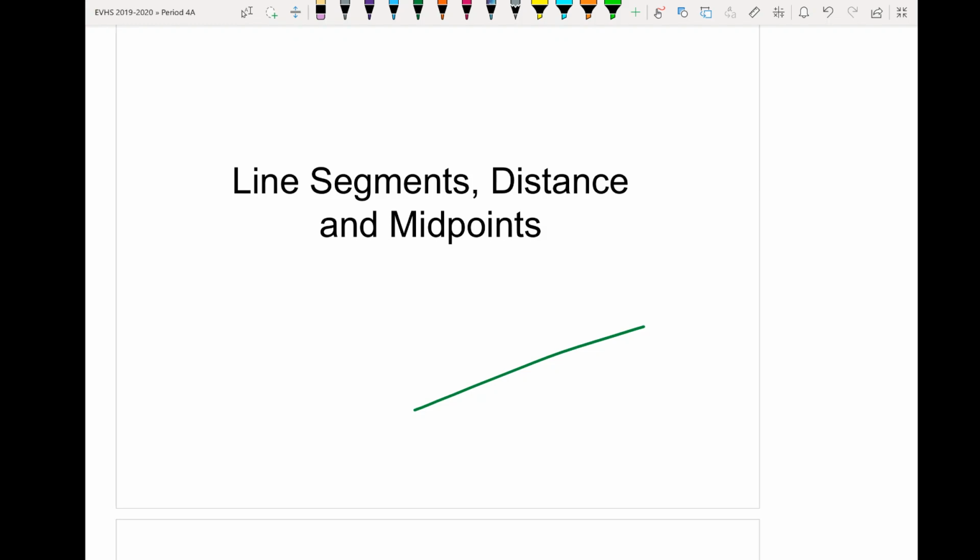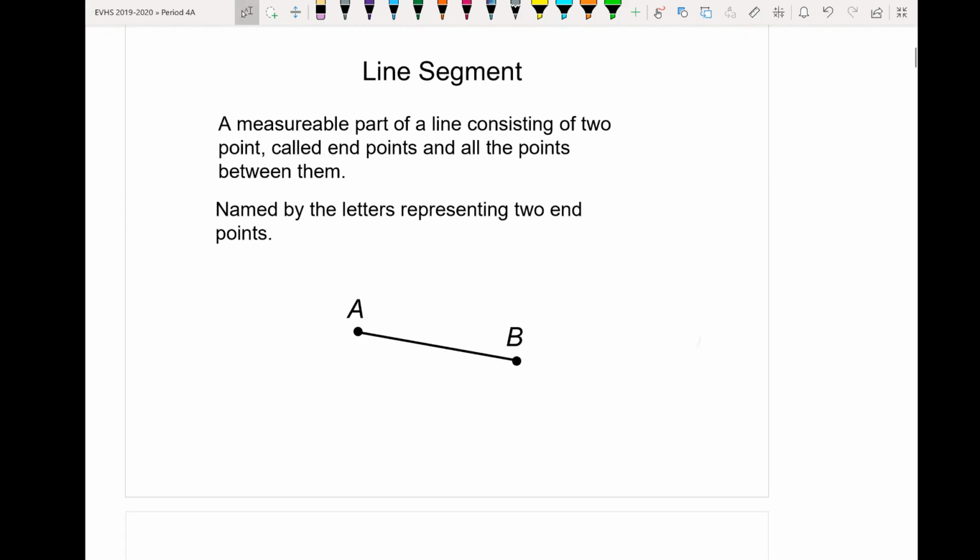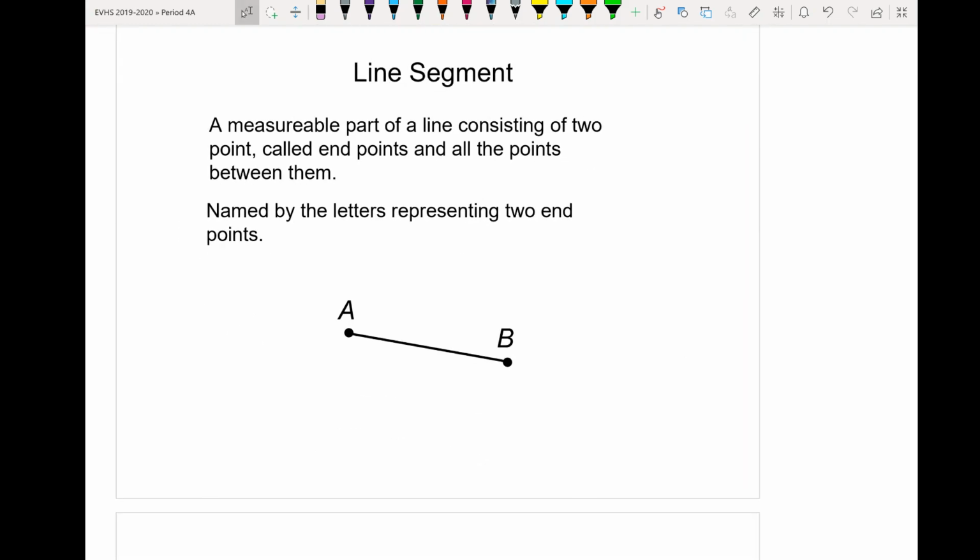Now, as far as what an actual segment looks like, it is the measurable part of a line consisting of 2 points, which are called the endpoints, and all of the points in between them. This section about it being measurable is very, very important because every segment has a measure. There's also a very big difference between a segment and its measure.